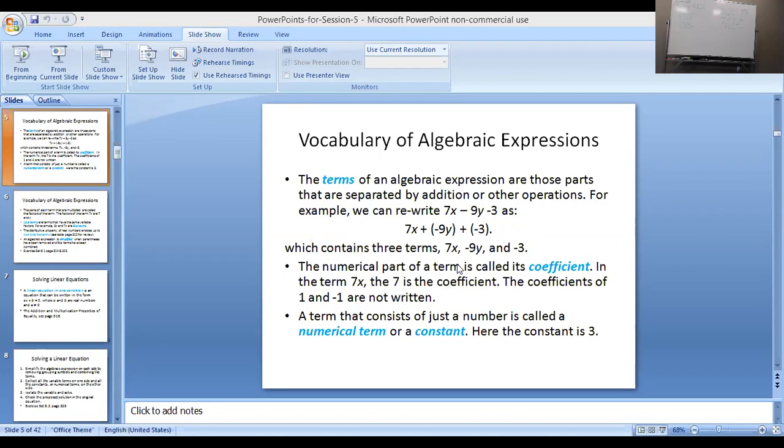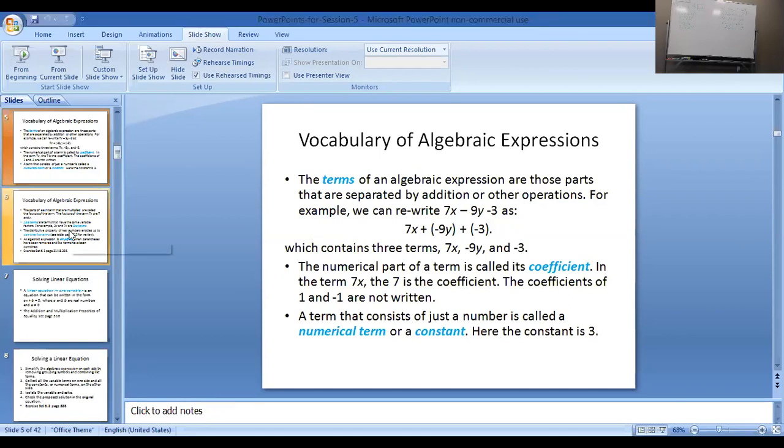For example, if you have just an x, the coefficient is 1, okay? And the numerical term is minus 3, or a constant, or actually just 3. The operations just separate it, okay? Let's go.